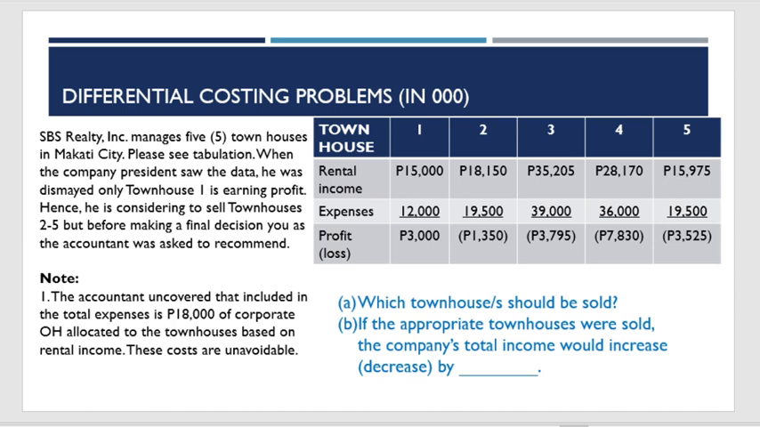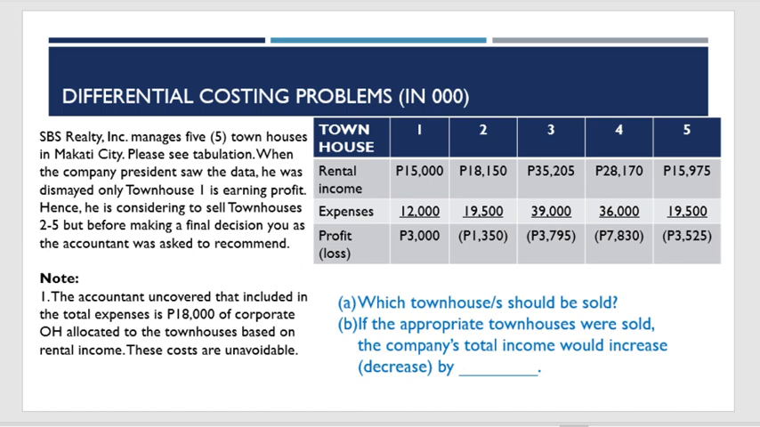So let us read. SBS Realty manages 5 townhouses in Makati. So please see the tabulation. When the company president saw the data, he was dismayed. Only townhouse 1 is earning profit. So nung nakita ko daw, for example, ako yung manager, strategic manager, nung nakita ko ang income statement, I was dismayed. Nadismaya ako because bakit yung townhouse 1 lang ang kumikita and the rest ay incurring losses.